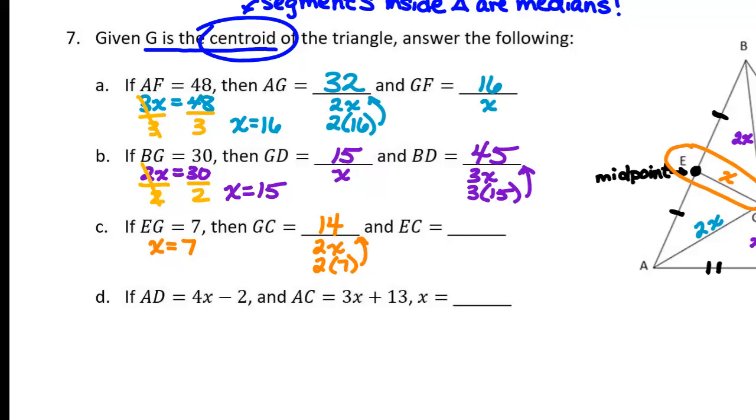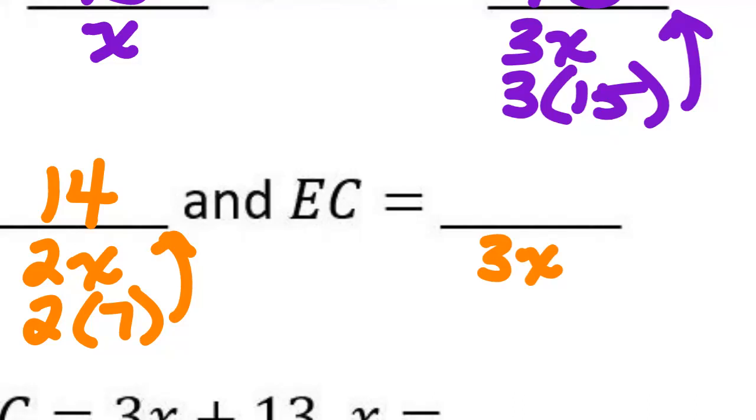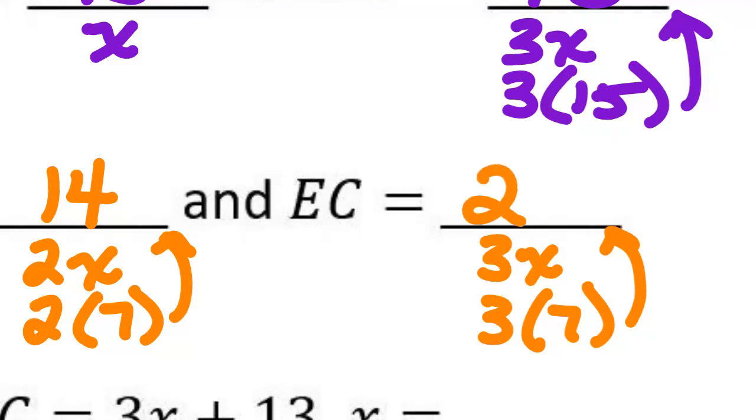From E to C would be the whole thing, which is 3x. We said that x is 7, so this would be how big? 21.